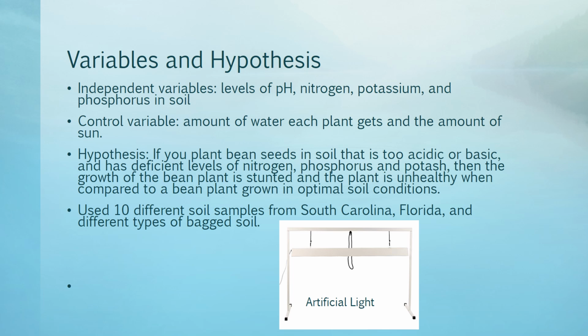In this project, I used 10 different soil samples from South Carolina, Florida, and different types of bagged soil. I also grew strictly one kind of bean plant, used Jiffy pots to grow my bean plants in, and an artificial light so I could control how much light energy the plants get.